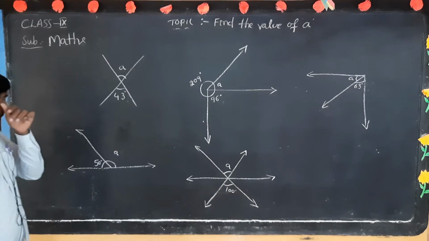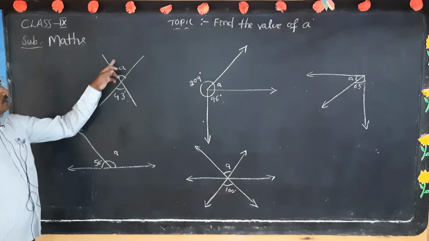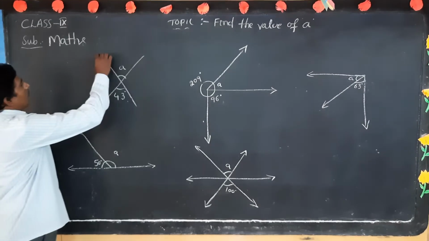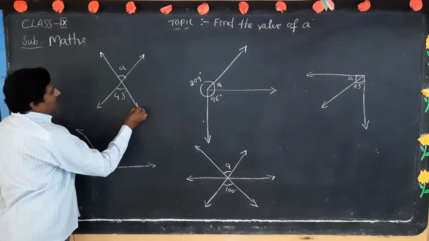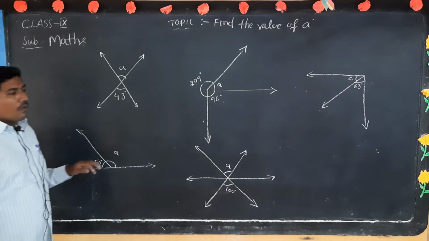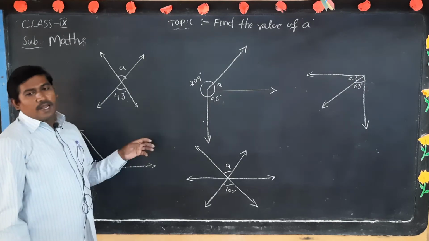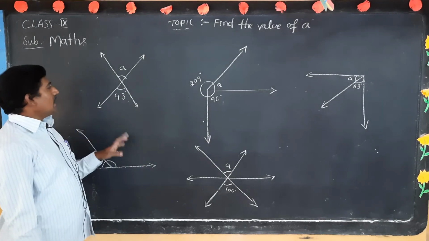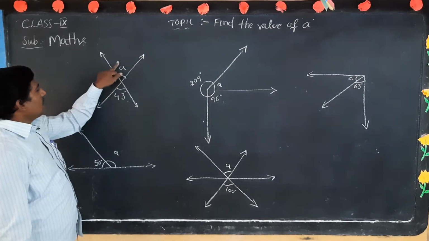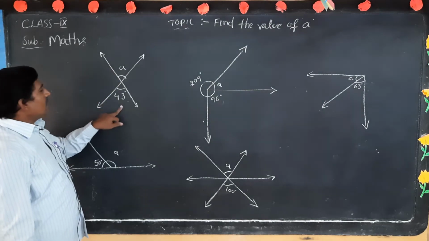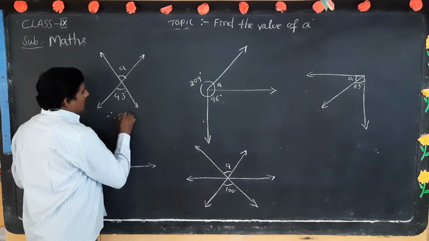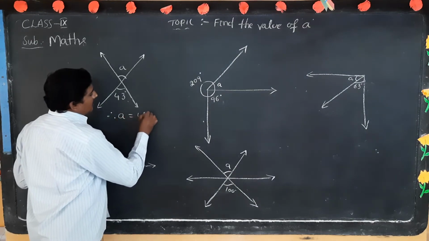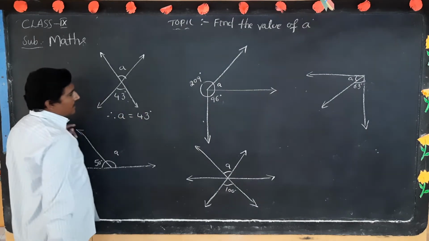Okay, now see the diagrams here. These two are vertically opposite. These two are vertically opposite. Now, we already know this axiom: vertically opposite angles are equal. So here A is equal to 43. Therefore A is equal to 43 degrees.